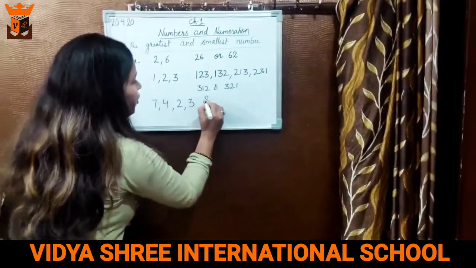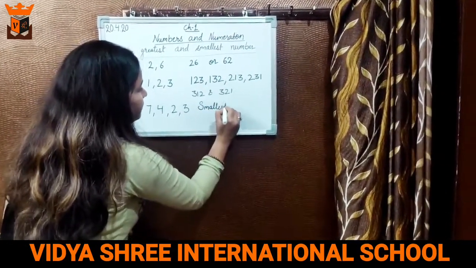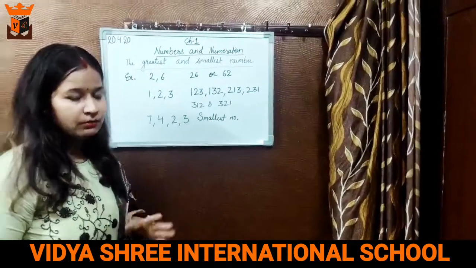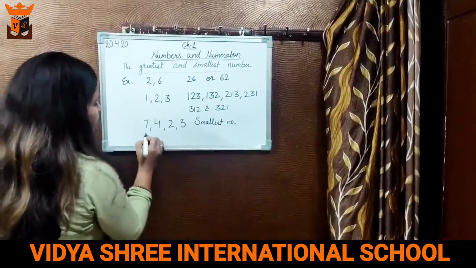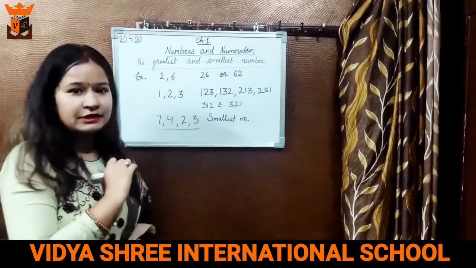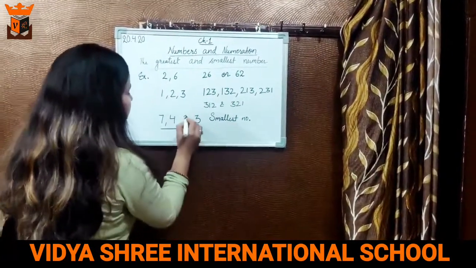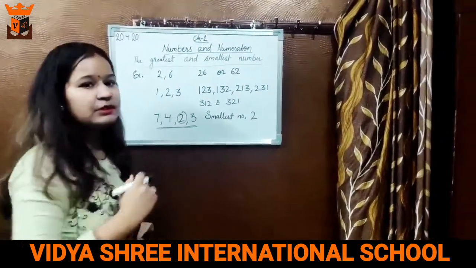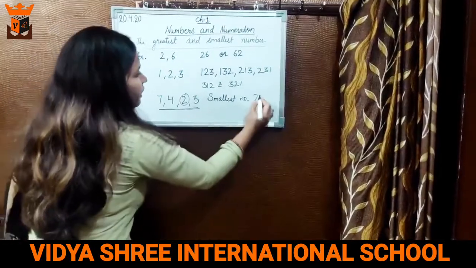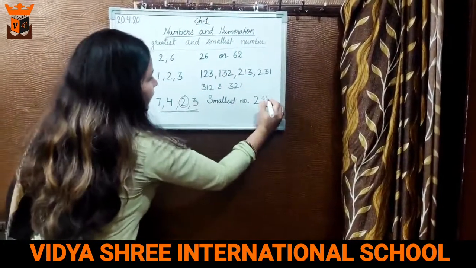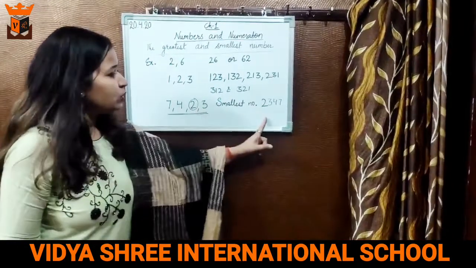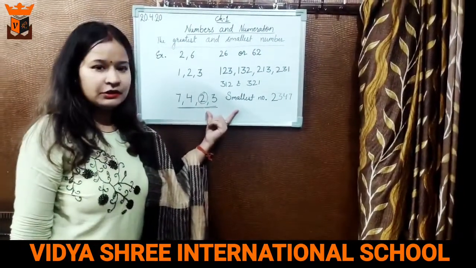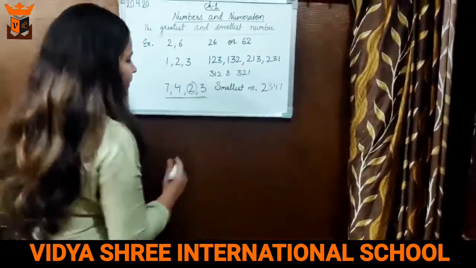Firstly, keep in your mind, when we make the smallest number by using these 4 digits, we have to make a 4-digit smaller number. When we make the smallest number, we will write the smallest digit first. Among these digits, 2 is the smallest. So firstly we will write 2. After this, we will write the digits in increasing order. After 2, 3 will be written, then 4 and then 7. So 2,347 is the smallest number we can get by using these 4 different digits.